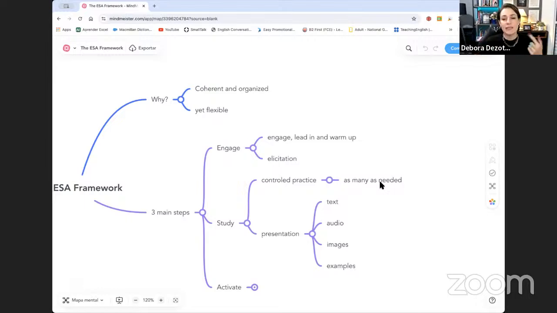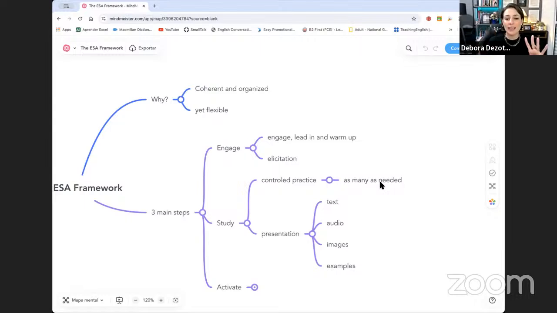Why do I say that? Because it is in this part, in the controlled practice, in the study phase, that you, as the teacher, are going to make the corrections. Now is where you're going to correct pronunciation. Now is where you're going to correct structure. Now you're going to correct usage. Now you're going to correct grammar in the study phase. So let your students have as much practice as needed, so that you can help them solve all the problems they might have.